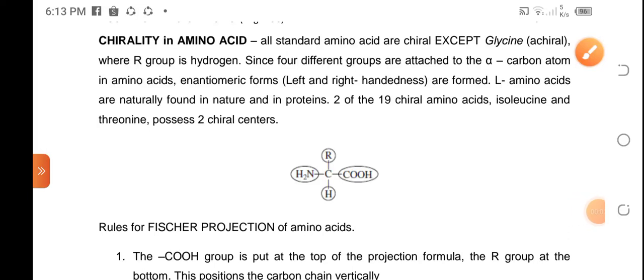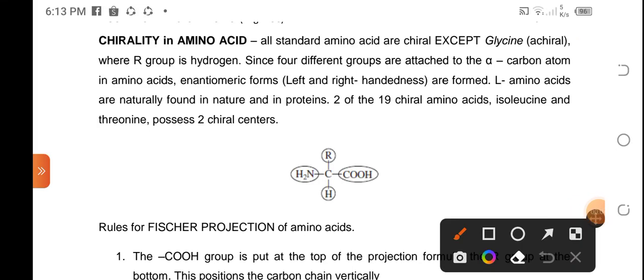Okay, chirality and amino acids. All standard amino acids are chiral except for glycine, which is achiral, because for glycine, ang kanyang R group is hydrogen. So we will recall that for it to be chiral, there should be 4 different groups attached to a carbon.